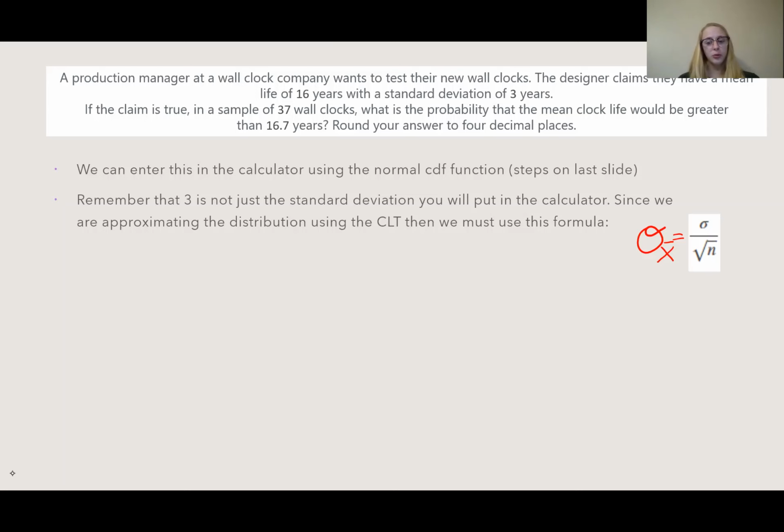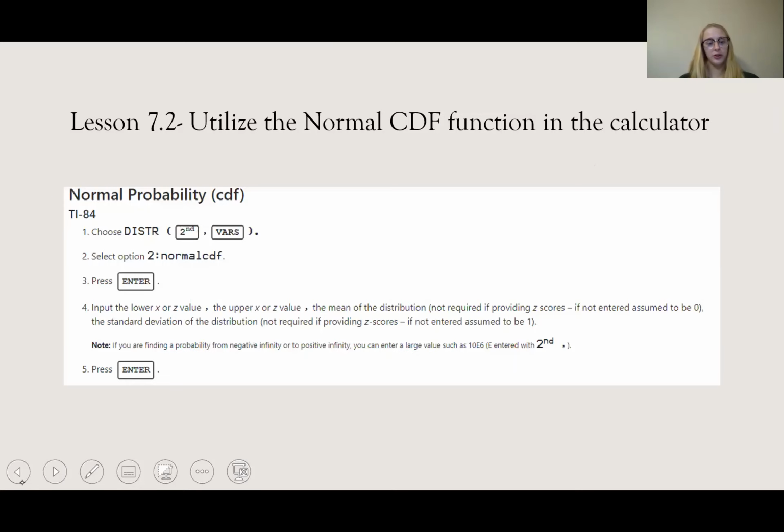So if you go into your normal CDF function on your calculator, you're going to go to your distribution with second var stats, select your normal CDF and press enter. You'll have a lower bound, an upper bound, a mean, and you should have a place for standard deviation. So you're going to need 4 things to plug in.